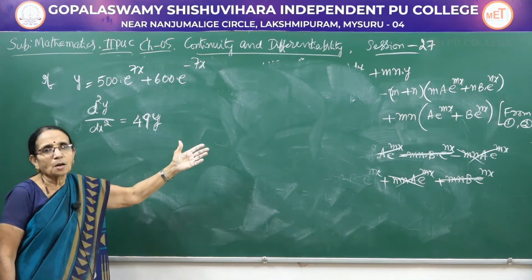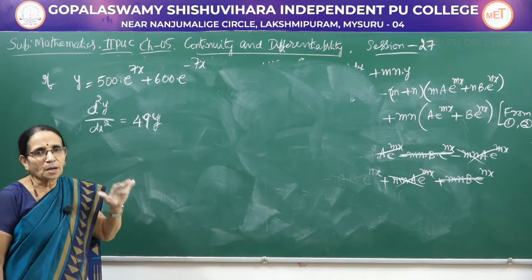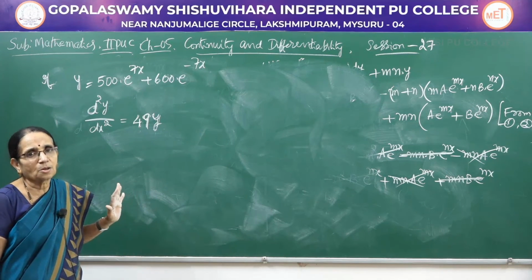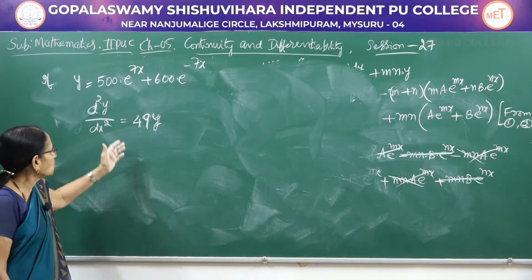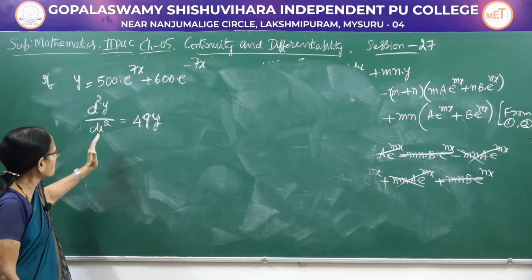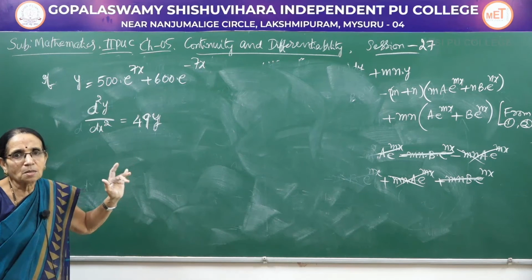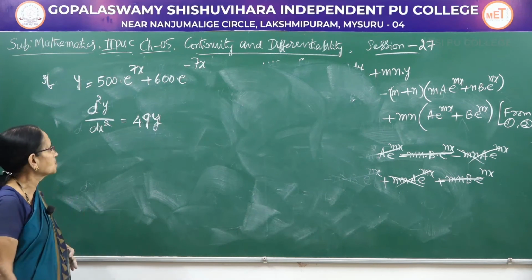So the method which we adopted for the previous problem, that is getting the first derivative, second derivative, substituting and showing it is 0, is not necessary in this problem. Because you observe, in the result that has to be proved, we don't have the first derivative at all. It is not in the picture at all. So, for the second derivative you should show that it is equal to 49 times the given function.